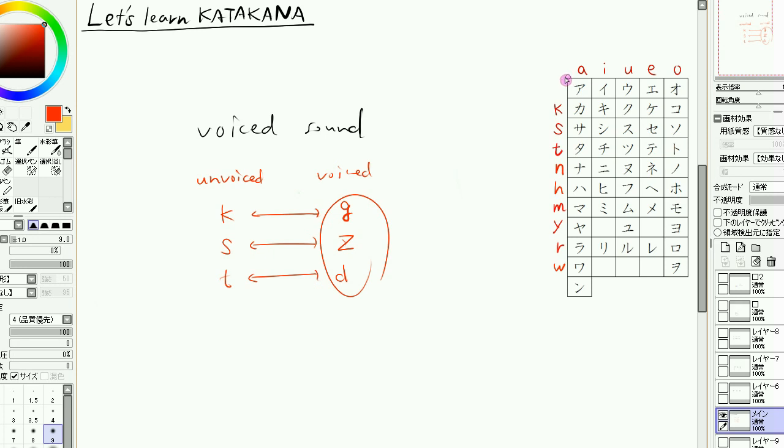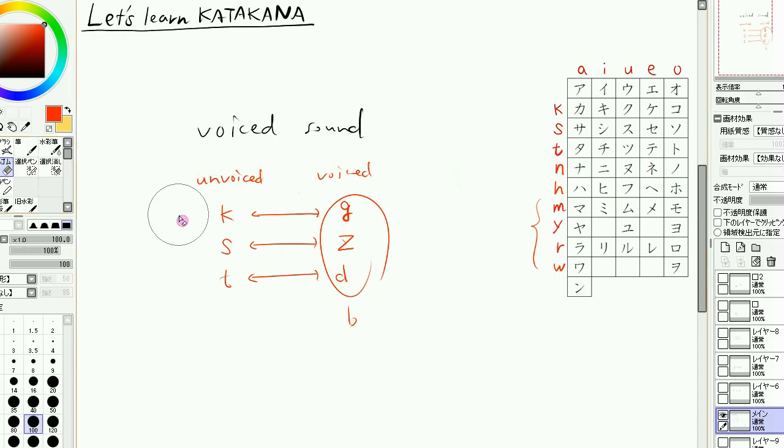But if you see this 50 sound table, we don't have any of these G, Z, D. This area seems to be voiced sounds actually, but K, S, T are unvoiced. So does it mean Japanese don't have these sounds? Well, of course it does. We have G, Z, D, and also B. So today we're going to take a look at how we can write the sound in katakana.